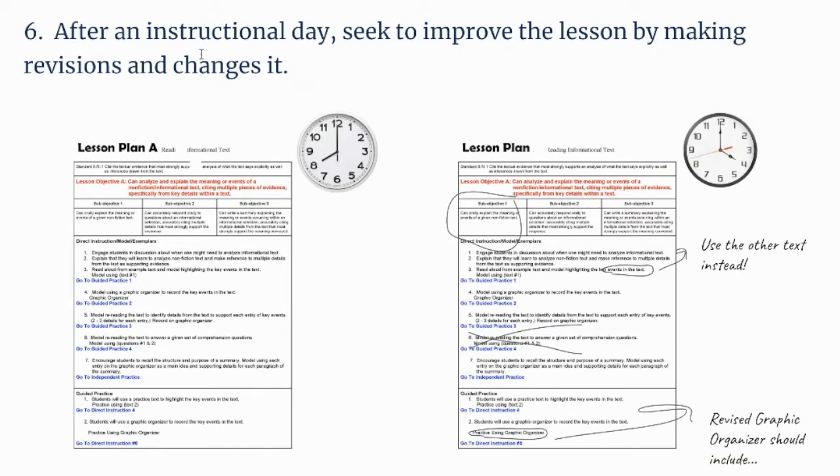Then, after each instructional day, the teacher should seek to improve the lesson by making revisions and changes to it. So at the start of the school day, the lesson plan might look something like this. But based on how the lesson unfolds with students, we can make all sorts of revisions and changes to ensure that the next time this lesson is taught, that it is more accessible and engaging to students. This could include revisions and changes to learning objectives, procedures, transitions, directions given to the students, as well as the materials used during instructional time.